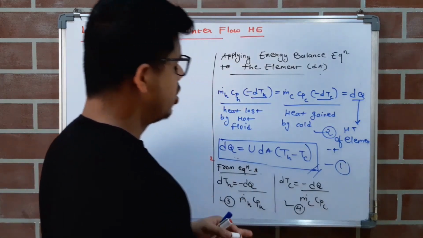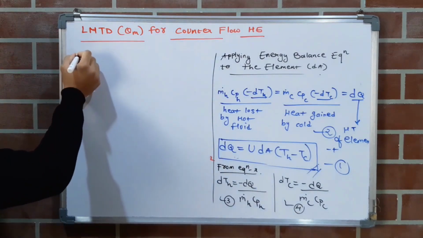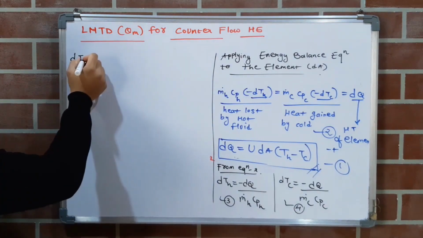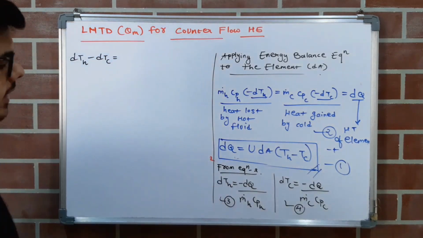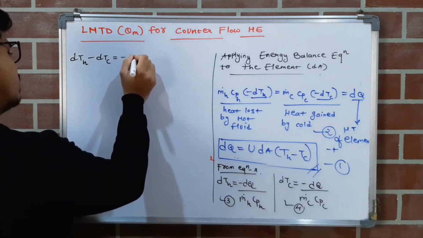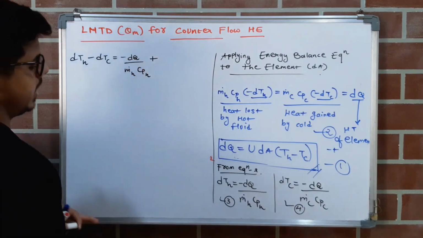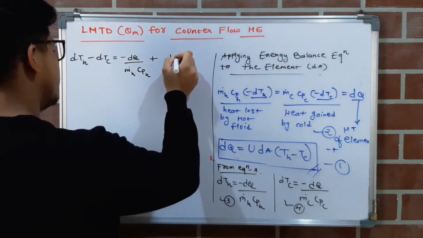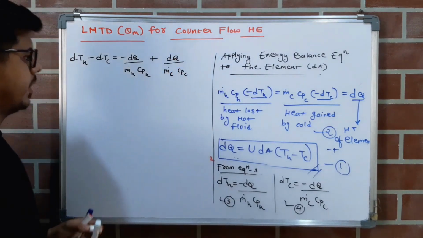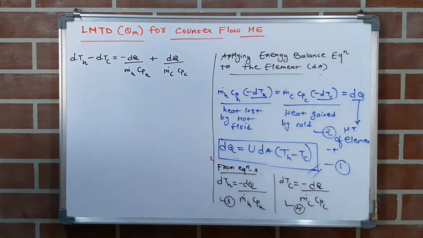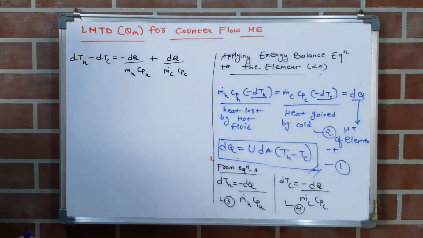So what will we do? We will subtract equation 4 from equation 3. Subtracting equation 4 from equation 3, we get dTh minus dTc is equal to what? Here we have the minus sign. So minus dQ upon m dot h into Cph plus, minus minus plus, dQ upon m dot c Cpc, right? Now we know what m dot h into Cph, or m dot into Cp, is. It is the heat capacity rate.